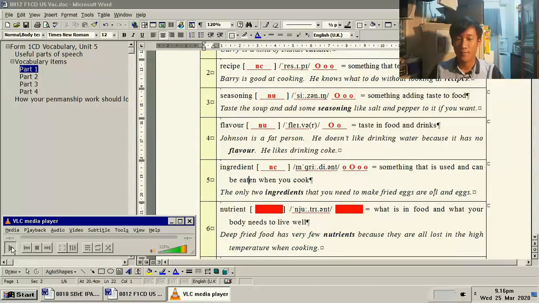Ingredient. Something that is used and can be eaten when you cook. The only two ingredients that you need to make fried eggs are oil and eggs.